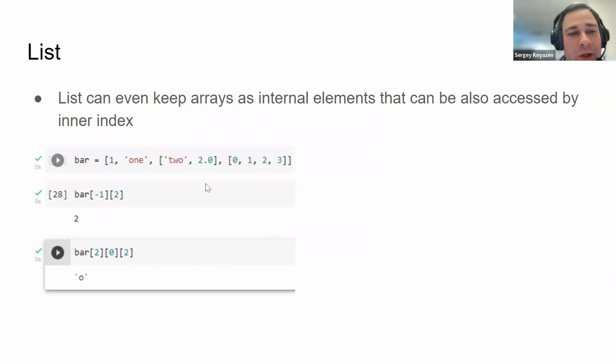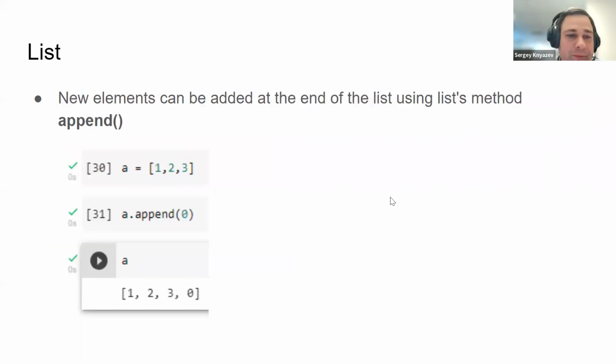And a list can even keep lists as internal elements, which can also be accessed by inner index. So basically, you can access elements infinitely deep inside your list if you have a list of lists and strings inside that. Here is an example. For example, the second element is a list in bar, and the zeroth element is a string, and the second element of the string is so.